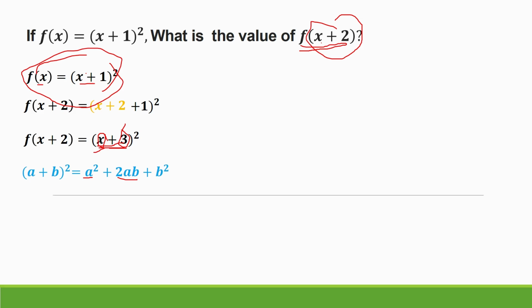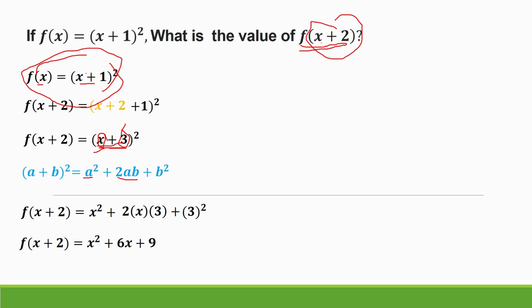we can write the whole square formula for (x + 3) as: f(x + 2) is the same as before, x square plus 2 into x into 3 plus 3 square. Now just simplify. f(x + 2) is equal to x square, this x square is x square, 2 times 3 is 6, and x is the same, and 3 square is 9. So this is the solution of our given equation.